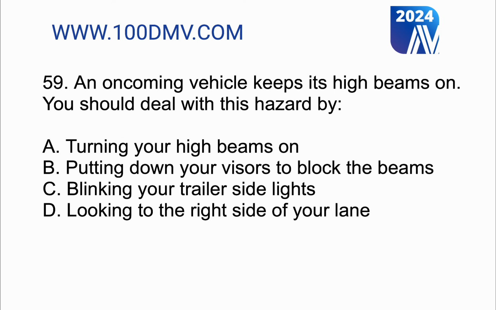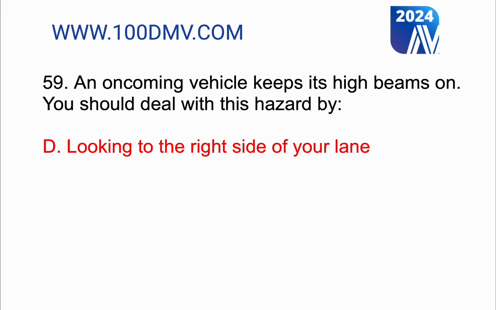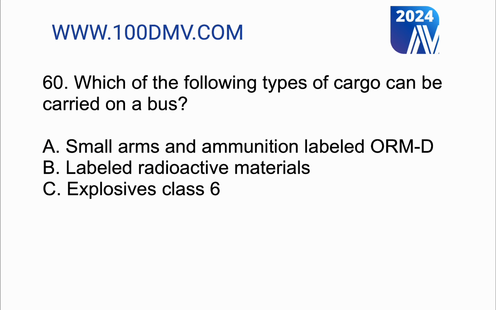5 seconds. 59. An oncoming vehicle keeps its high beams on. You should deal with this hazard by A. Turning your high beams on. B. Putting down your visors to block the beams. C. Blinking your trailer side lights. D. Looking to the right side of your lane. The correct answer is D. Looking to the right side of your lane.